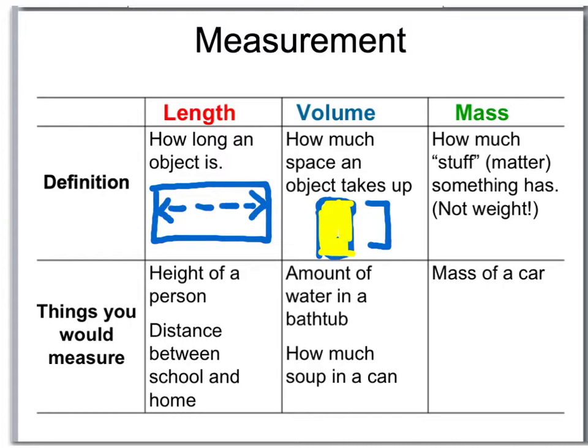Other things you can measure with volume are the amount of water in a bathtub, the amount of soup in a can. Next up is mass, which a lot of people confuse with weight. Mass is not how heavy something is, it's how much matter, how much stuff is in something. And that word stuff really is the best way to describe it. How much stuff is in you is your mass. And something we can talk about, the mass of a car, the mass of a person, all how much matter is in that thing that we're talking about.